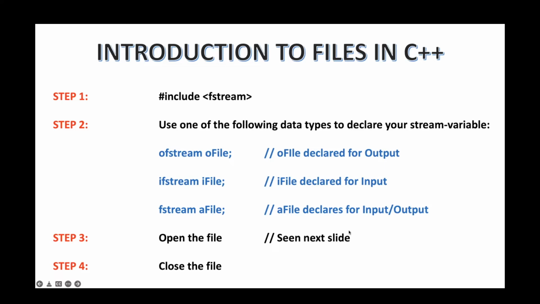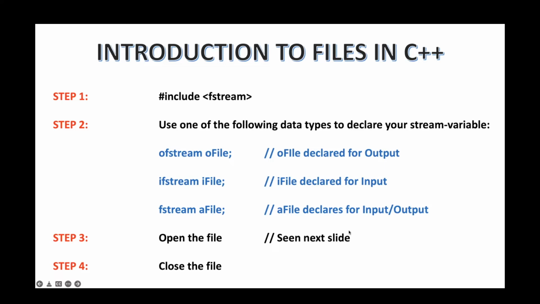So there are 4 steps for files in C++. I will get more in depth with files later on in another tutorial. This is for text files only. The first step is you've got to include fstream. The second step, you've got to declare your variable. There are 3 basic variable declarations: ofstream, ifstream, or fstream, where ofstream is for output, ifstream is for input, and fstream is for either one.